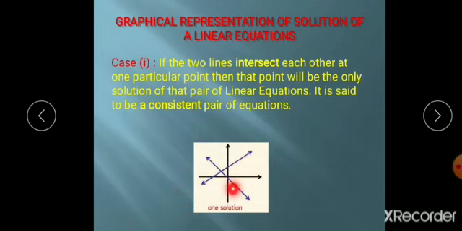In the same way, if you plot another equation and it intersects, then it is called intersecting at one point, and the lines are called intersecting lines. If the two lines intersect each other at one particular point, then that point will be the only solution, because it has only one solution. From the graph, you can identify it has intersected at only one point. It is said to be consistent. What is the meaning of consistent? Consistent is nothing but it has a solution. If a pair of linear equations has a solution, it is called consistent.